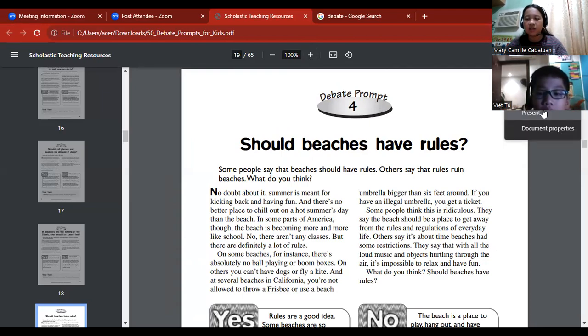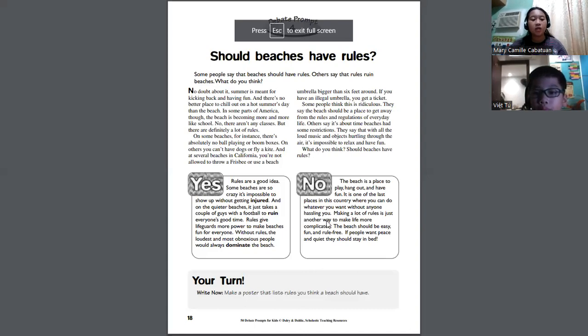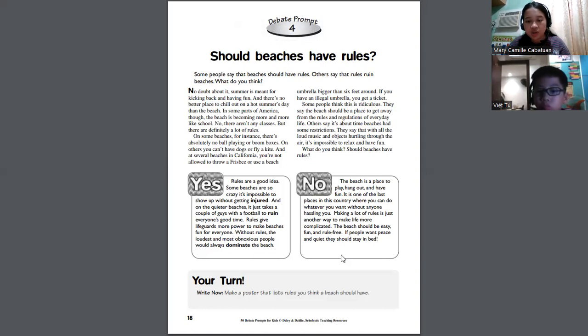So here in the no side, they don't agree that beaches should have rules. The beach is a place to play, hang out, and have fun. It is one of the last places in this country where you can do whatever you want without anyone hassling you. Making a lot of rules is just another way to make life more complicated. The beach should be easy, fun, and rule free. If people want peace and quiet, they should stay in bed.